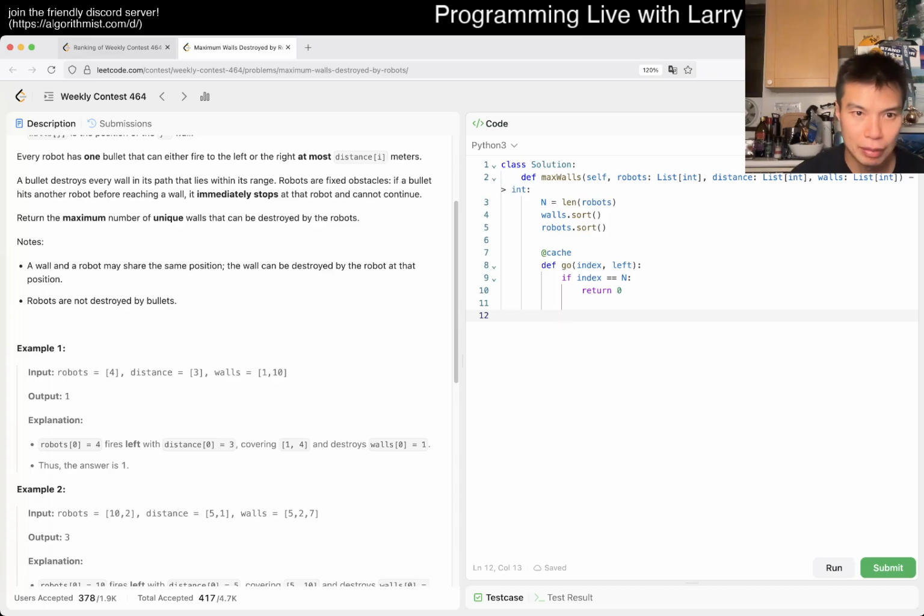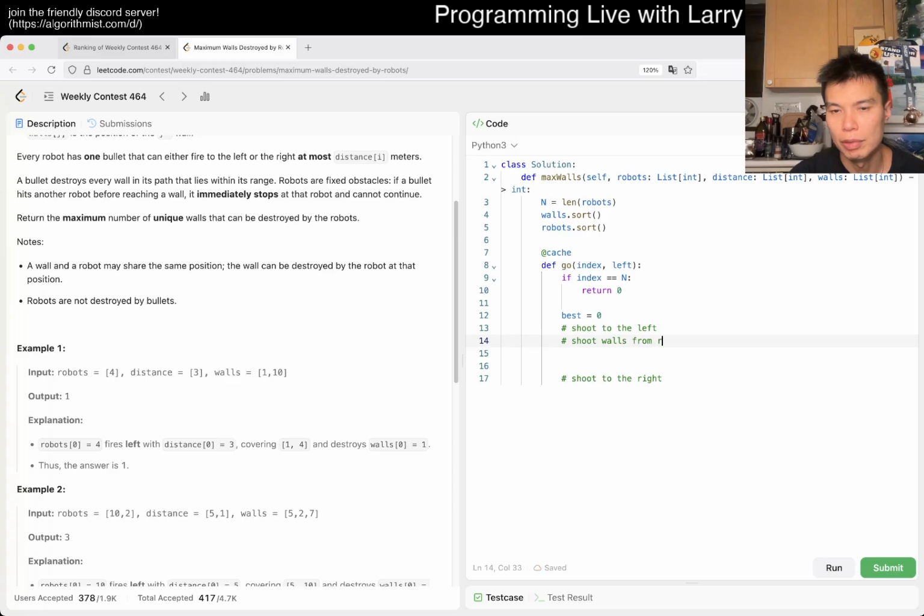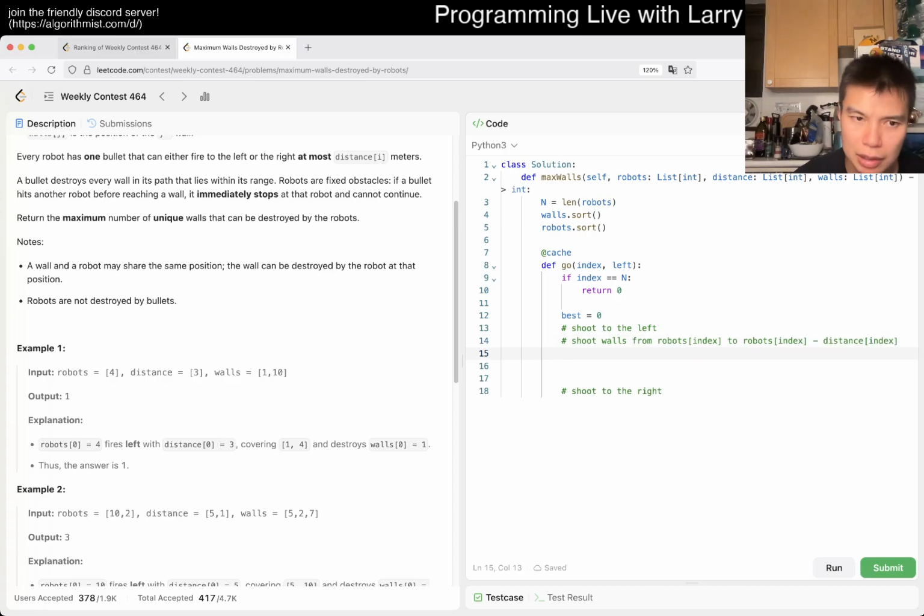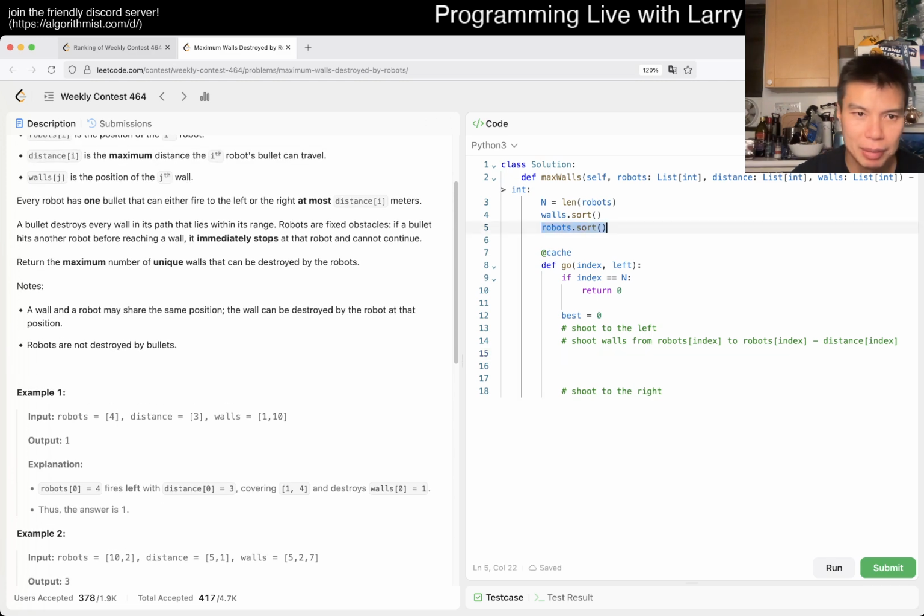Okay, so now we always want to shoot, so shoot to the left, shoot to the right. So this is not quite a take no take fit, best equals 0. We already sorted wars, so we want to shoot wars from robots of index to robots of index minus distance of index, I suppose, right? I have to mess this up.